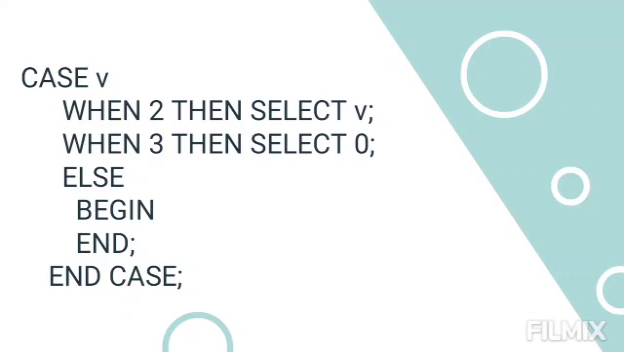Consider an example. CASE V, where V is a case value or selector. WHEN 2 THEN SELECT V. WHEN 3 THEN SELECT 0. How is it executed? The selector value or case value is compared to 2. If it is equal to 2, then we select V. If it is equal to 3, then we select 0. Otherwise, we use some other code. Here also note that the case statement ends with the END CASE clause.